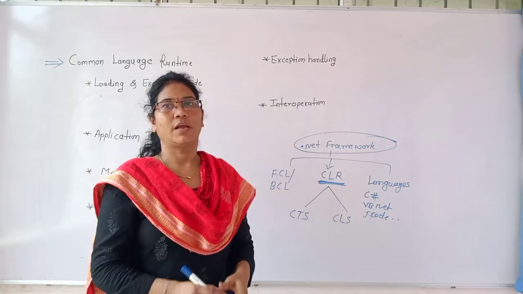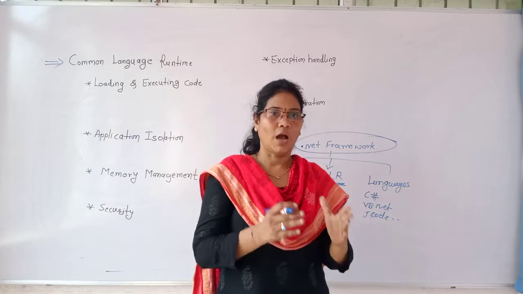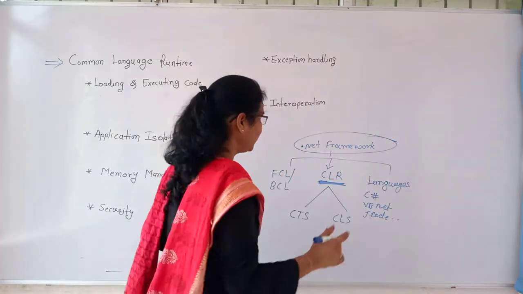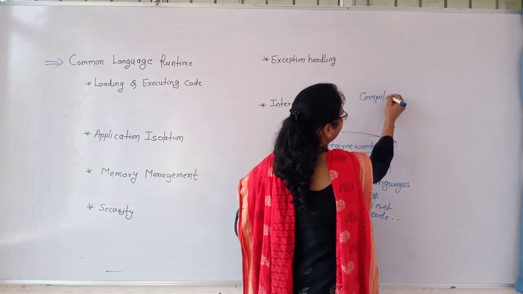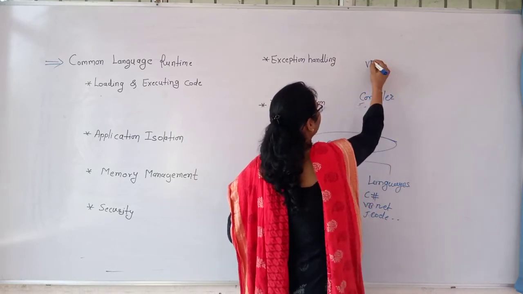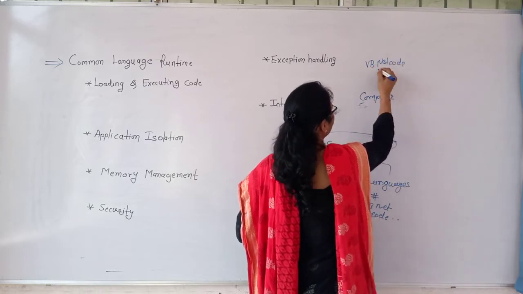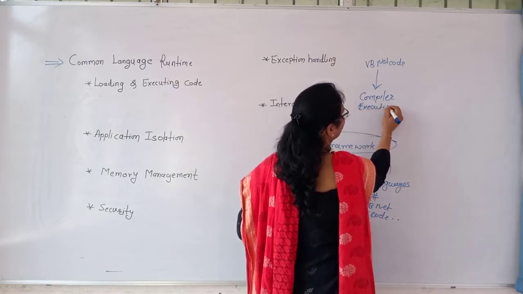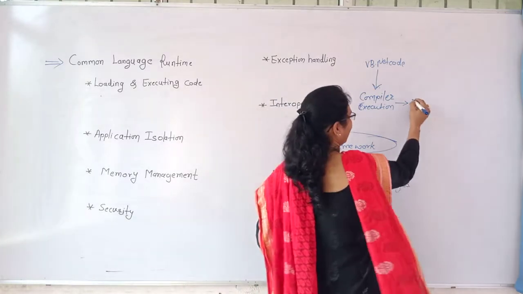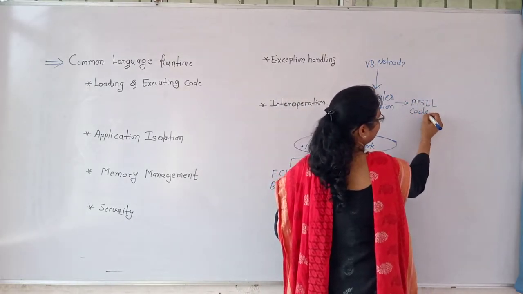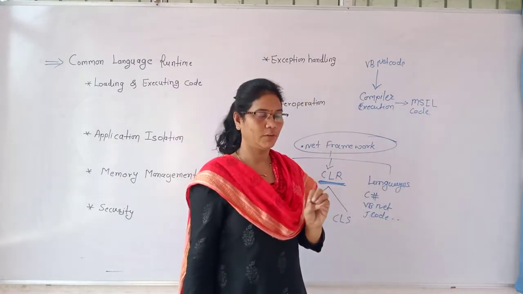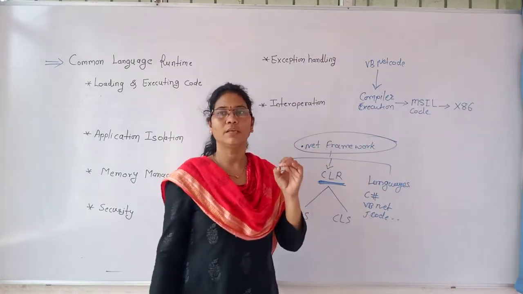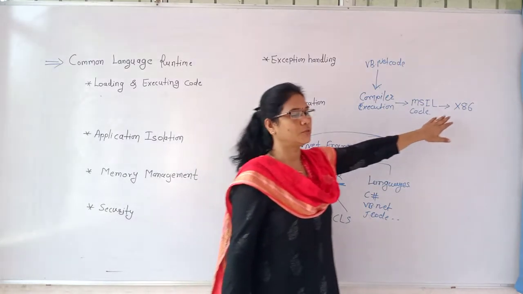In my previous lecture, I explained how the VB.NET compiler executes its code. First the VB.NET code goes through the compiler for execution, which converts it to MSIL code, that is Microsoft Intermediate Language code, and then it is converted into x86, the instructions which are understood by the processor only.